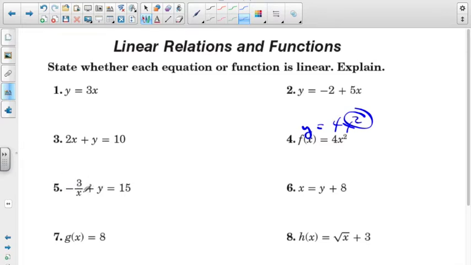-3 over x plus y is equal to 15. x is in the denominator, so no. x is equal to y plus 8, that's fine. g of x, y is equal to 8, we could do that. h of x, y is equal to the square root of x plus 3. Well, we have the square root sign here, so this would be no. So this one and this one would not be linear functions.